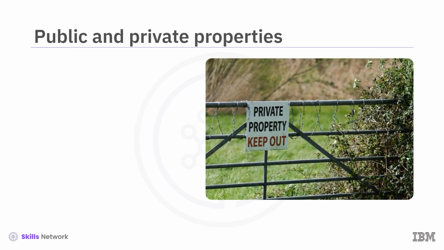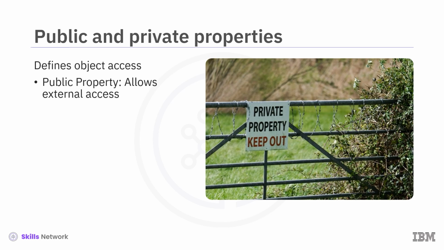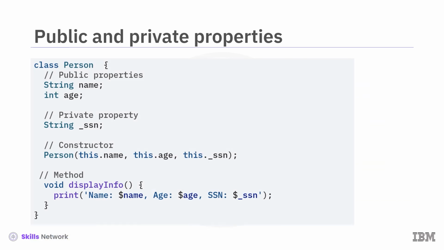When you create a class with objects, you will also define access to an object's data. Do you want an external class to access your object? If yes, then you assign public property to it. If your object has sensitive information, you will assign it private properties. Let's understand this better through this code.